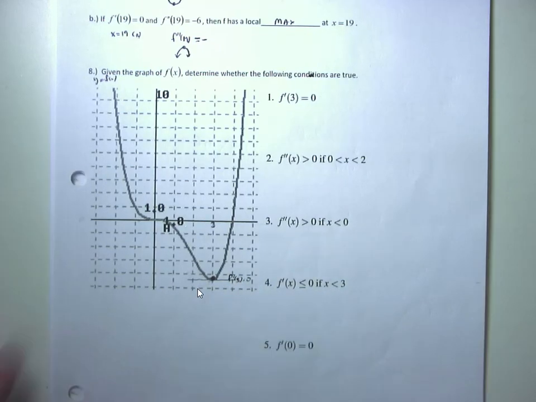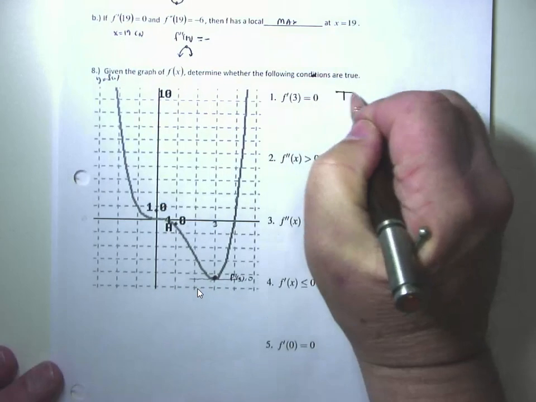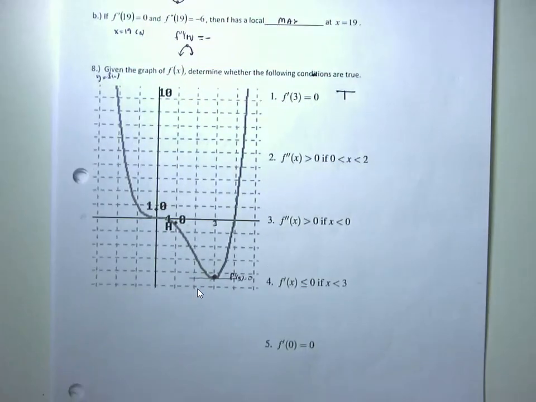It's equal to 0 because it has a horizontal tangent line. Does that make sense? So this is true. Look at part 2. True or false?